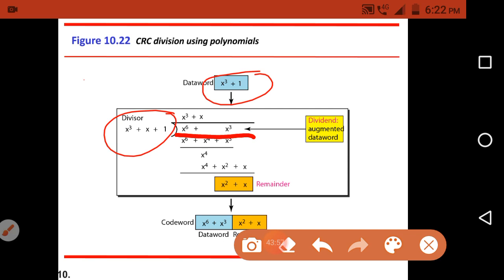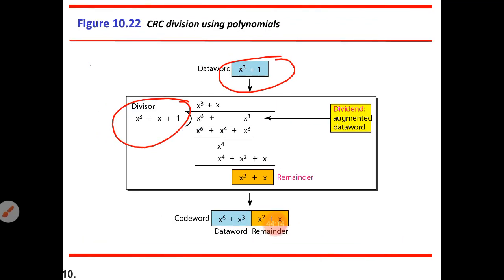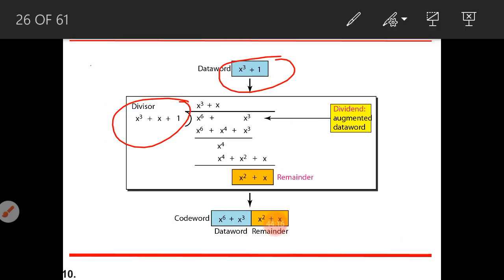What we will get is x raised to 6 plus x raised to 3, that we have to use as a dividend here. And the divisor is x raised to 3 plus x plus 1. Now we need to perform the division operation. How do we need to perform the division operation here?